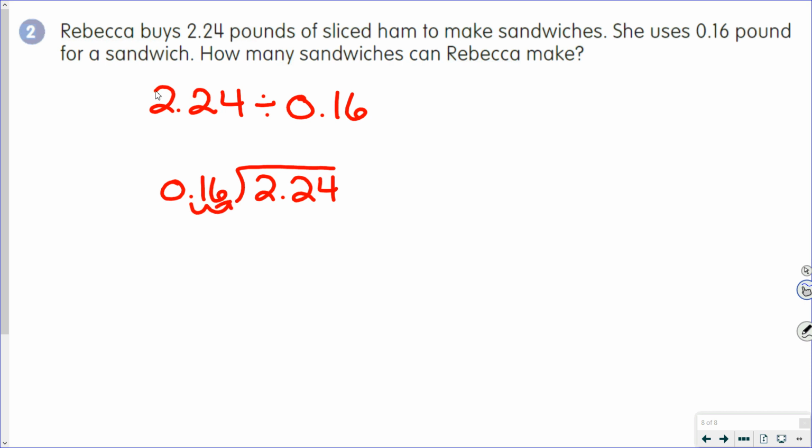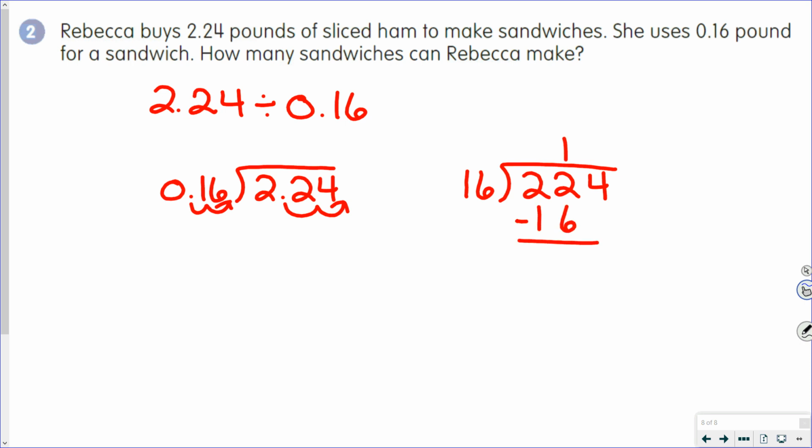Move the decimal point to the end of your divisor. Move it the same number of places in your dividend. 16 hundredths is now 16. 2 and 24 hundredths is now 224. 16 goes into 22 once. 22 minus 16 is 6. Bring down the 4. 16 goes into 64 four times. 4 times 16 is 64. 64 minus 64 is 0. And our label is sandwiches.